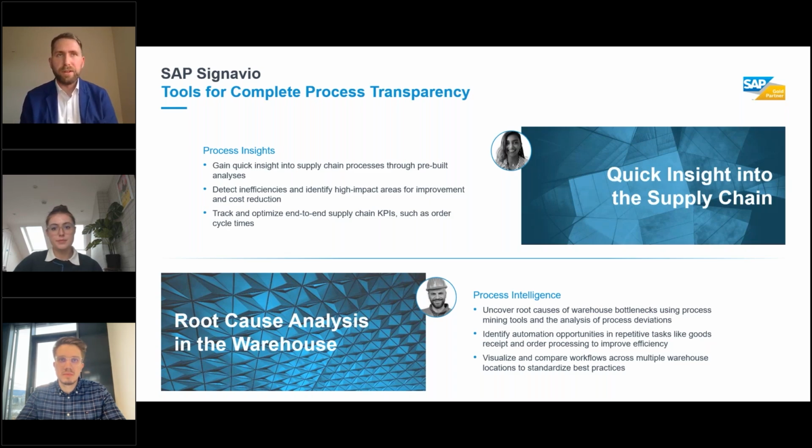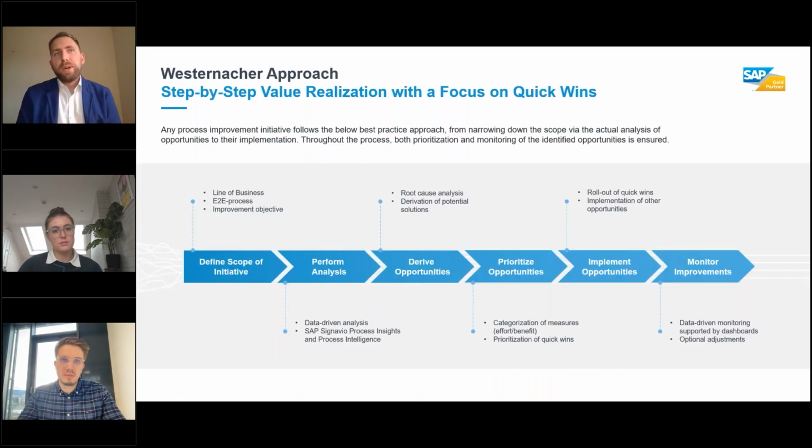On the bottom, we have then Oliver, who uses process intelligence. And here the main reason for that is to uncover root causes of warehouse bottlenecks. So he has more complex processes, more tailored processes, and he really needs the ability to dive deep into them and uncover really the reason for certain issues in the warehouse. So we're using those two tools.